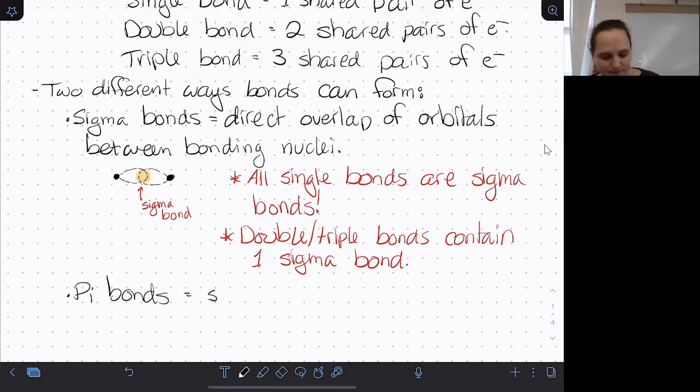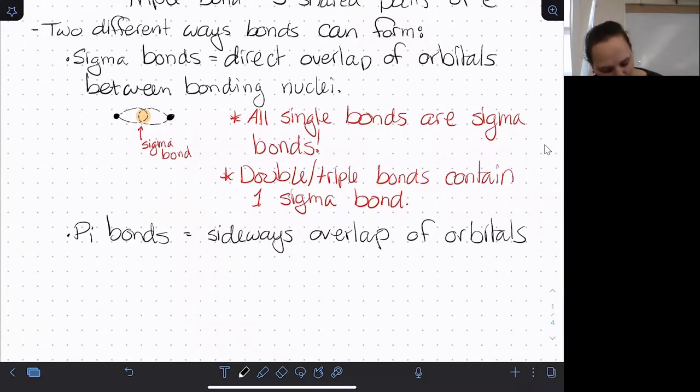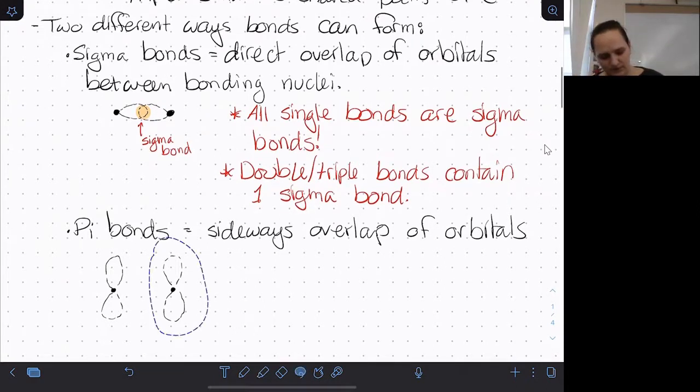Pi bonds are a sort of sideways overlap. They're a little bit weird. It's a sideways overlap of orbitals, so they're not pointing directly at each other. If we have one nucleus here and one nucleus here with some kind of orbital, a p orbital generally going this way, these orbitals we think of as looking like this sort of straight dumbbell shape. I'm actually going to move these a little bit closer together.